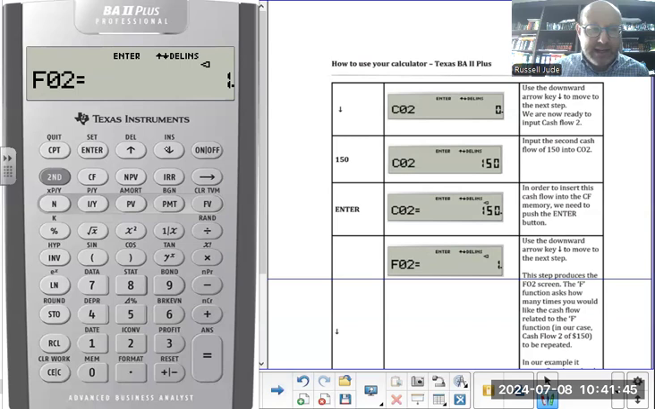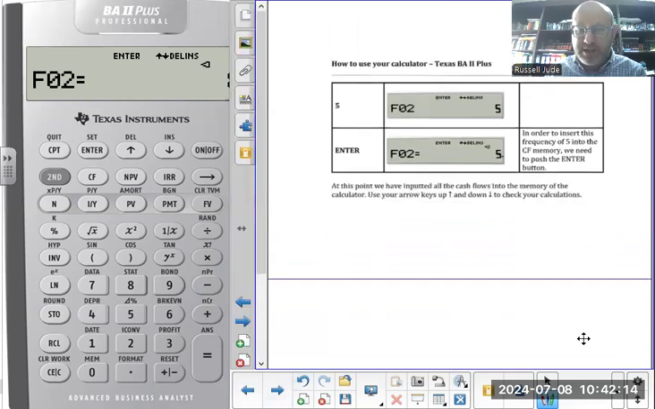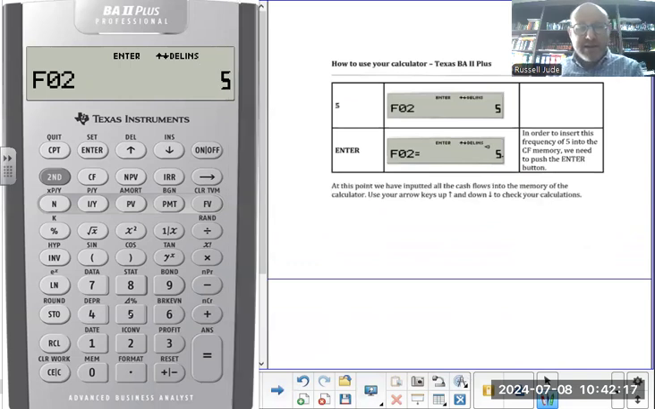Okay, arrow down again. Now it says F02. Cash flow 2 of 150. Currently, I've got it in my calculator, the Texas, with a frequency of 1, to be repeated 1 time. But what do we know? We know that this particular cash flow 2 of 150 gets repeated in time periods 2, 3, 4, 5, and 6, 5 times. This is what the calculator can do for you. Because we know that cash flow gets repeated 5 times, I go 5. Now F02 is 5. It's got a frequency of 5 times. Again, I'm boring you now, don't forget to push the enter button.